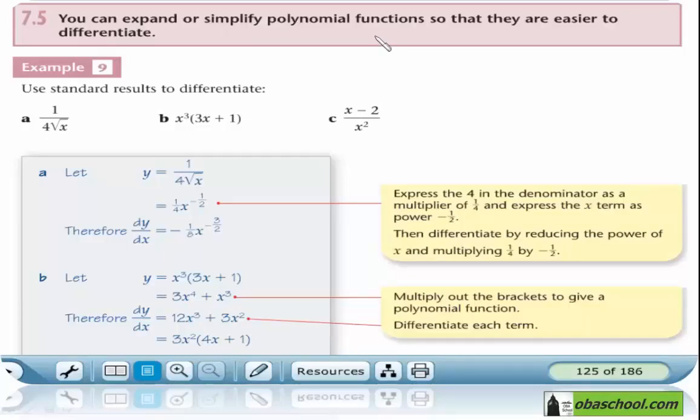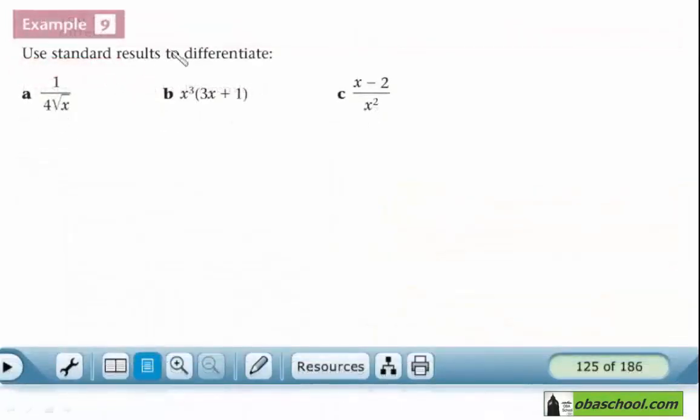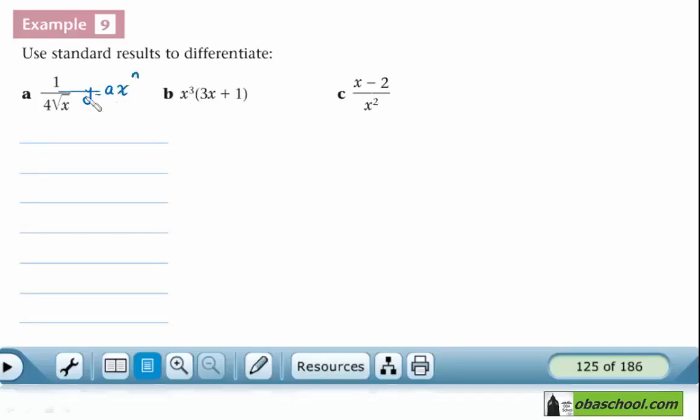What does that mean? Let's try solving an exercise, example 9, so we can better understand. Use standard results to differentiate. We have parts A, B, and C. Let's start with part A. We have 1 over 4 multiplied by the square root of x. This should be rearranged so it becomes in the form of A multiplied by x to the power n.